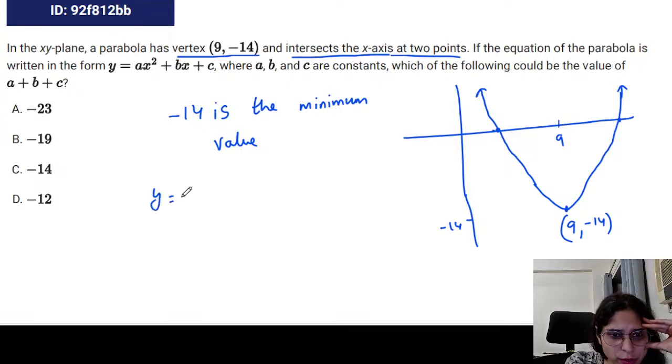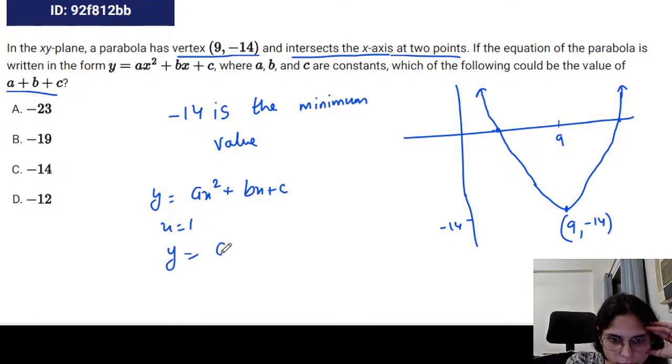Now y is equal to ax squared plus bx plus c. a, b and c are constants. Which of the following could be the value of a plus b plus c? So to get a plus b plus c, if you put x is equal to 1, you will get y is equal to a plus b plus c. Okay?